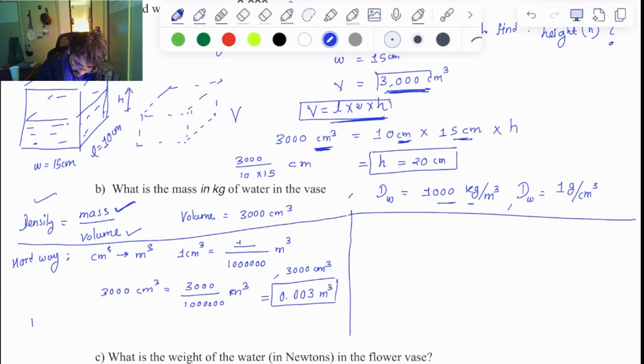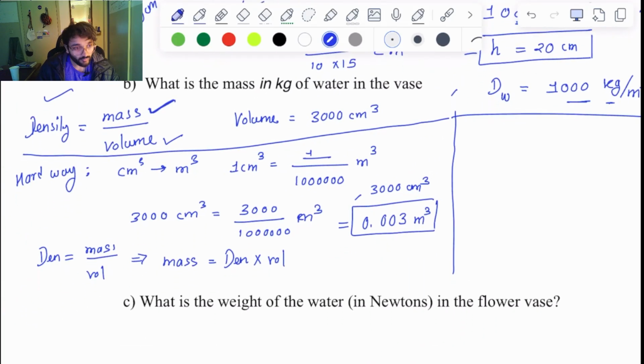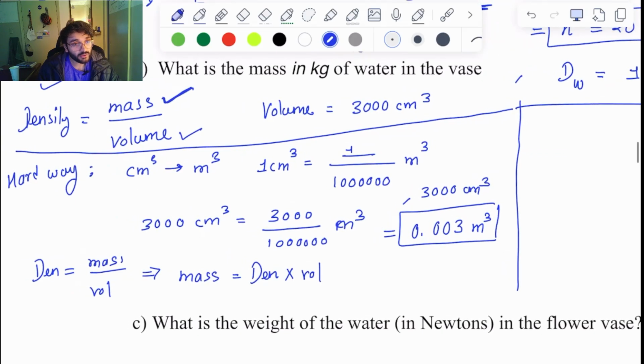So I'm using the formula density is equal to mass over volume, and this is the same as mass equals density times volume, right? This is helpful. So if density is mass over volume, then mass equals density times volume, so the mass is equal to density, which is 1000, very standard, kilogram per meter cube, times volume, which is 0.003 meter cube.